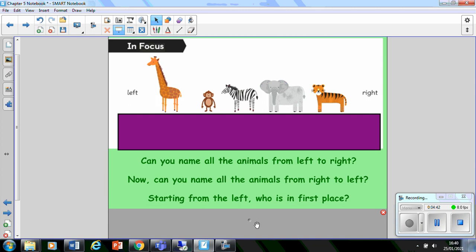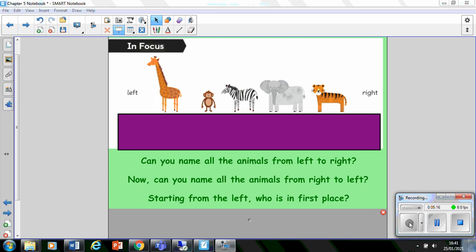Excellent, year ones. Now, my question is very, very tricky. Ha ha ha. I want to trick you. Starting from the left, so look at your hand, check which is making the letter L. Starting from the left, who is in the first place? When you've done that, we can move on to the next question.